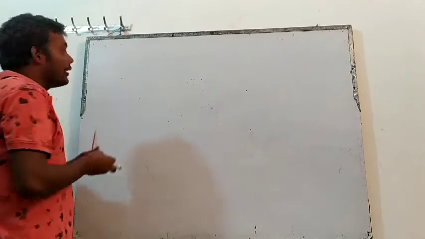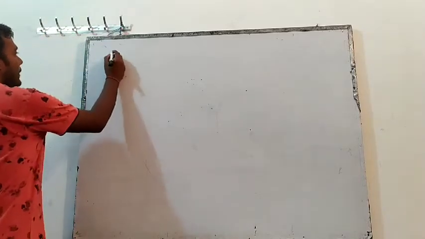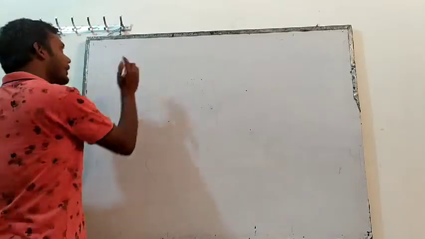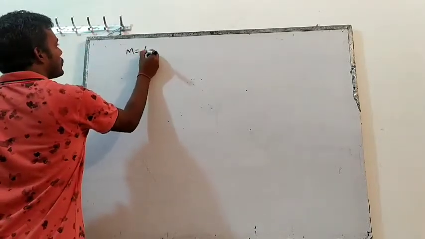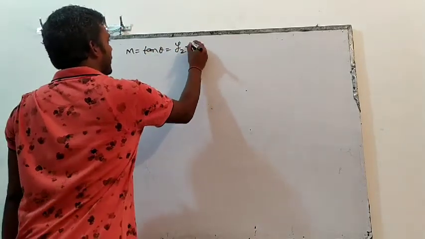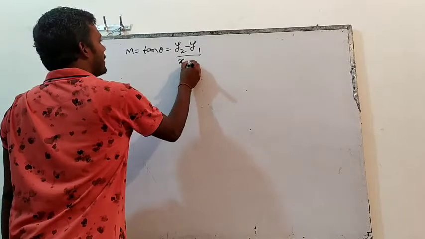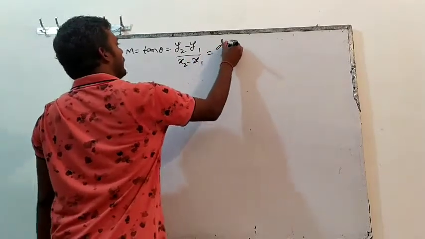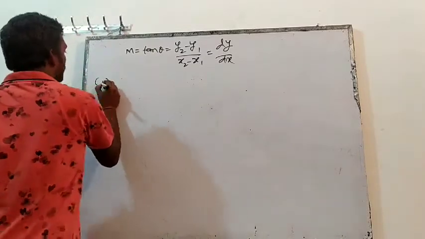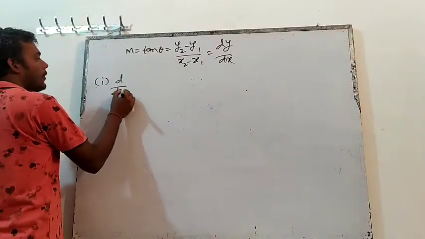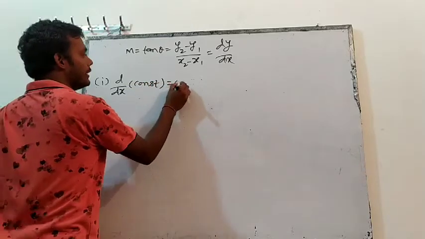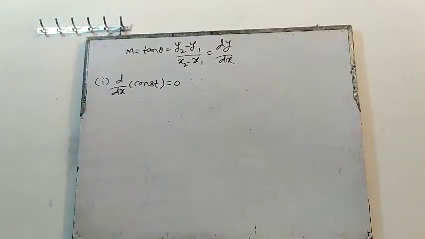So yesterday I told you, what is differentiation? Differentiation is actually when we find slope. The slope formula was tan theta is y2 minus y1 divided by x2 minus x1, and this we can write as dy by dx, right? And then I told you that the differentiation of any constant will be equal to 0. Differentiation of any constant will be 0.